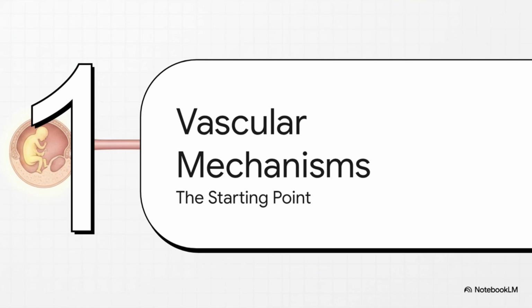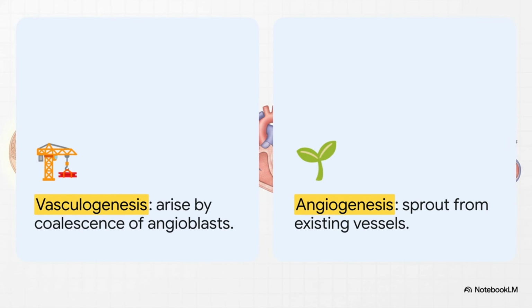Kicking things off with Section 1, Vascular Development Mechanisms. This is our starting point, because before we can even talk about a beating heart or complex arteries, we have to understand how a simple tube of blood forms in the embryo in the first place. Now, you'll definitely want to star this in your notes because it's a crucial exam distinction right out of the gate. Blood vessel development happens via two totally distinct mechanisms.